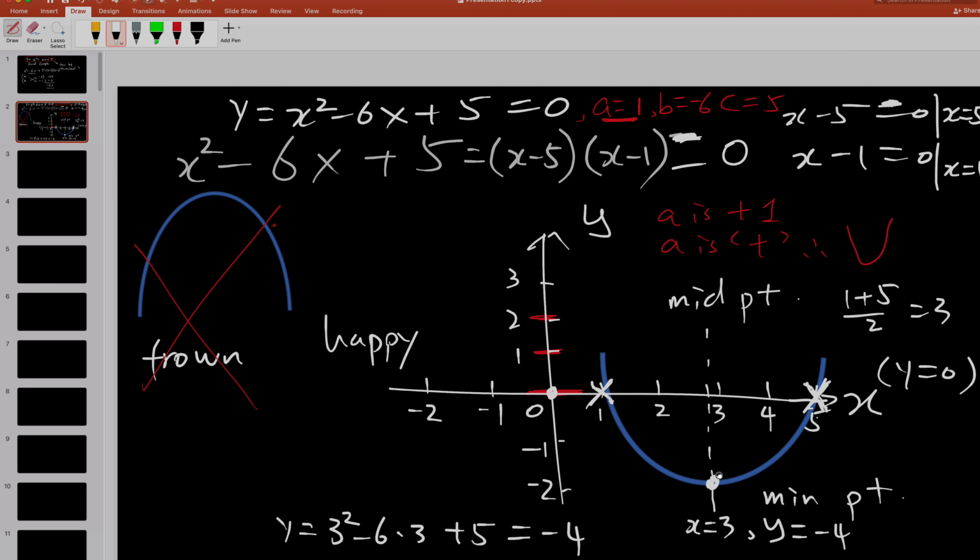So that's how you get this other critical point. Once you have these 3 critical points, you can use your curve ruler. You can draw a nice curve. And this is how you draw y equals to x squared minus 6x plus 5. That's it.